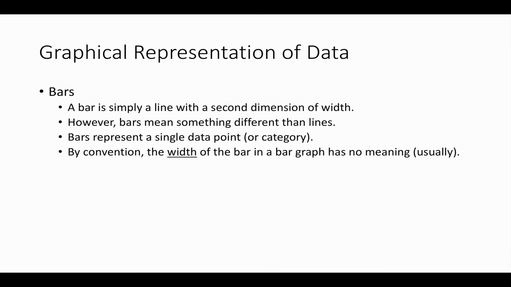So a bar is simply a line with a dimension of width. But bars mean something different than lines. Bars represent a single data point, usually a categorical data point. So it's the sum of sales by product. And by convention, the width of the bar remains constant across all bars, and that width of the bar has no meaning. There's only a few very special cases where you might look at bars of different widths, but it's almost never done because it's confusing.